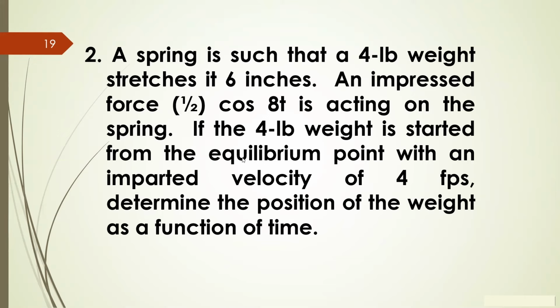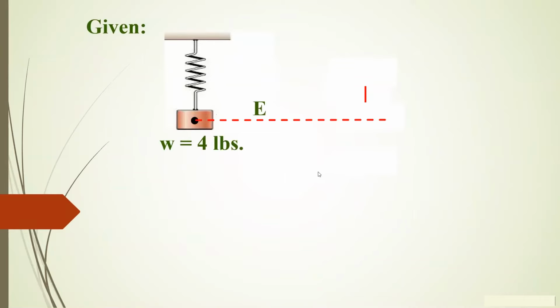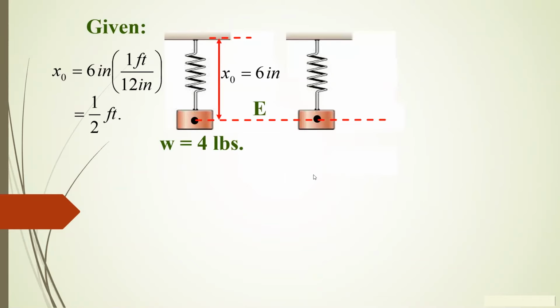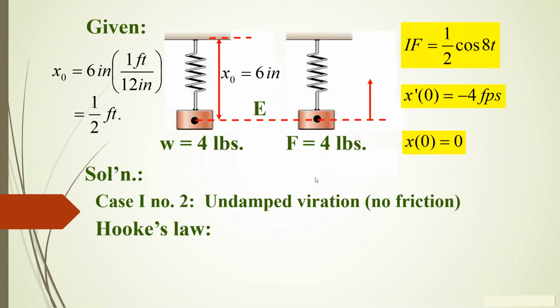If the weight is started from equilibrium point daw, so meaning hindi siya gumalaw, x niya at time equals 0 is still at equilibrium point. But it has a velocity of 4 feet per second. Of course, that's upwards. Kasi it wouldn't go downwards naman. So the spring would look like this.